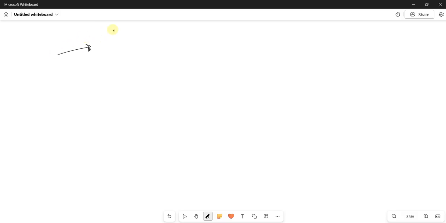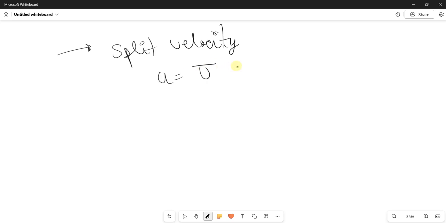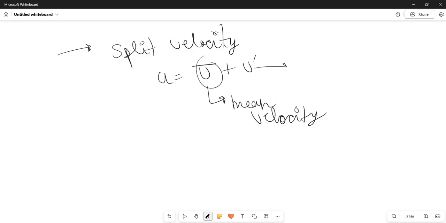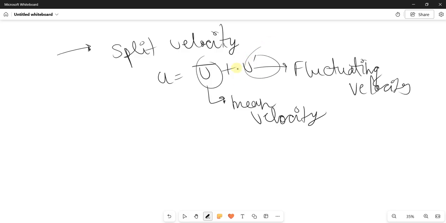We split the velocity, just simple. Split velocity into two parts. That is, u is equal to u-bar plus u dash. What does this mean? This is your mean velocity, and this is your fluctuating velocity, right? This is the velocity that changes based on the mixing and the turbulent flow, and mean velocity is something that remains on average the same, right?